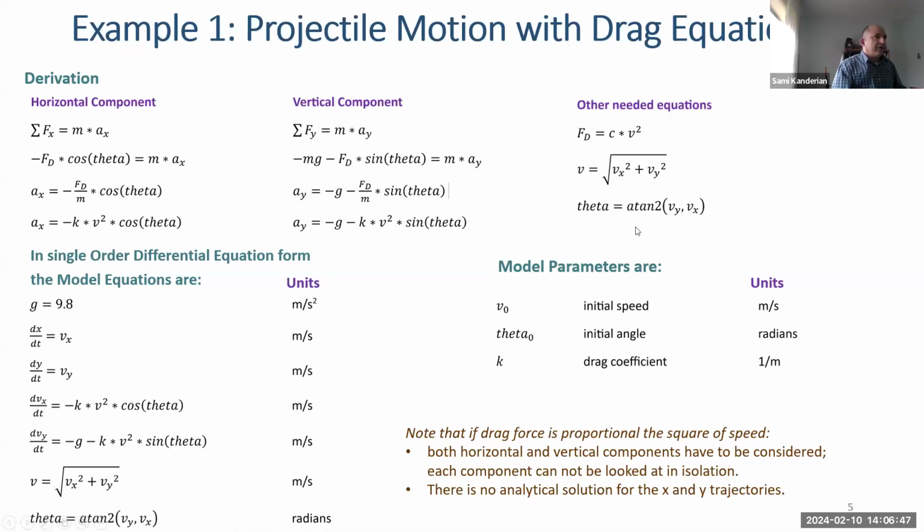And so we need these other equations that consider the drag and the changing speed and angle over time. And so when you use all these equations, you translate it into this differential equation set where the derivative of position is velocity in each direction, and the derivative of velocity is acceleration. And as I mentioned, we need to monitor the speed at all time and the angle at all time. So this is our complete set of equations.